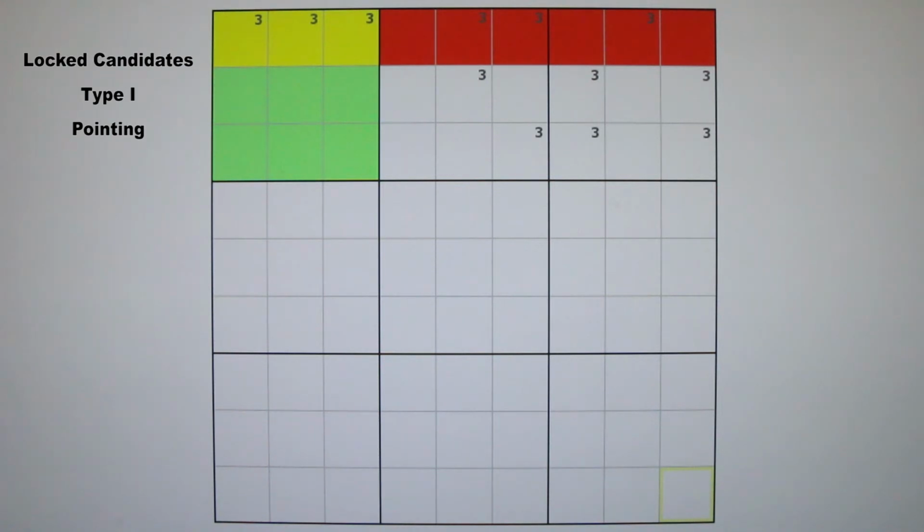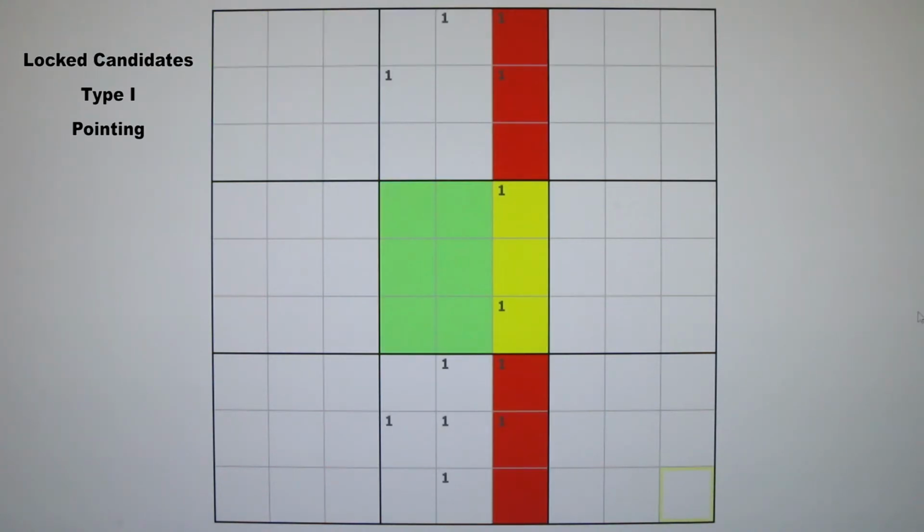As in this case, there has to be a 3 in block 1. And so here, you can safely eliminate all other instances of candidate 3 outside the block that lie in the same row, like here, here, and here. And here, you can eliminate all instances of candidate 1 in the column that lie outside block 5, like that. Does everybody see that?